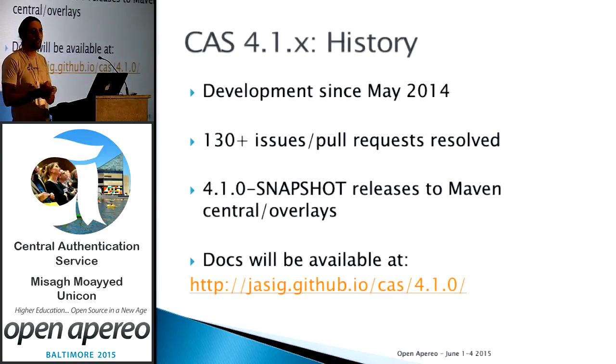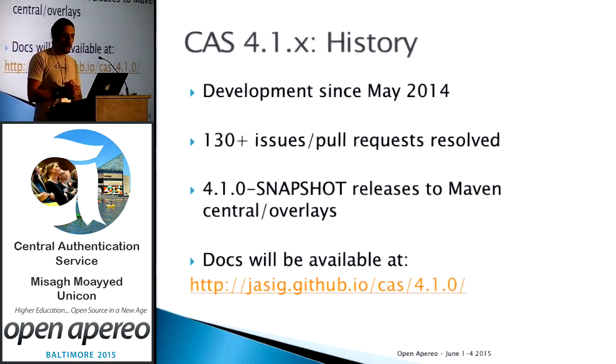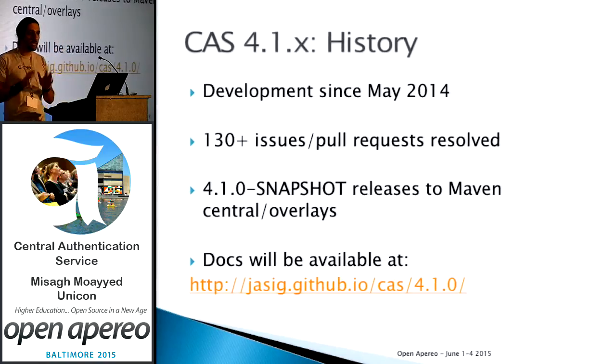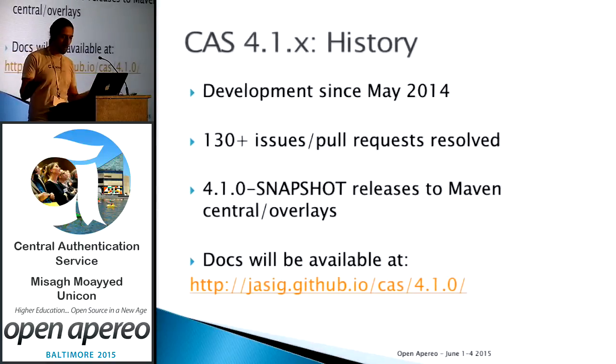Everything happened concurrently. So if you want to see something about a particular feature CAS 4.1 offers, the docs should be available immediately to you. And everything on the documentation page, as far as the project's concerned, is correct and accurate and should work. If you find something that doesn't, please let us know. We'll go figure it out and probably fix it.